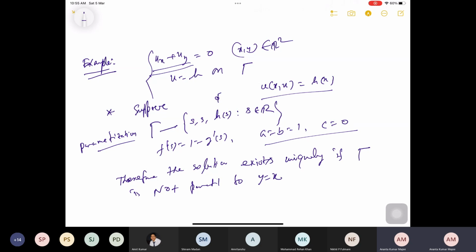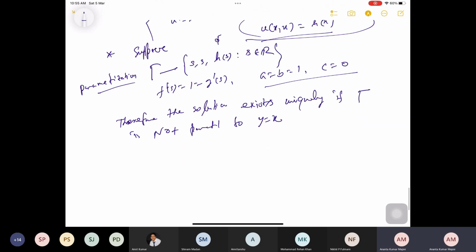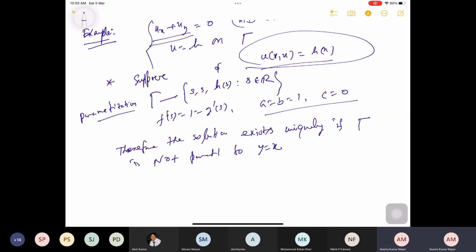So what I try to say is the following. In this case, if it is parallel to y equal to x, I'm considering u of xx is equal to h of x, which means my gamma is parallel to y is equal to x. Then I cannot say that it has a unique solution, is it not? Because my Jacobian J is 0 in this case.